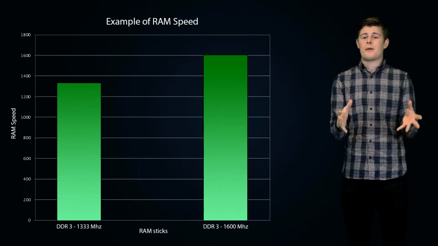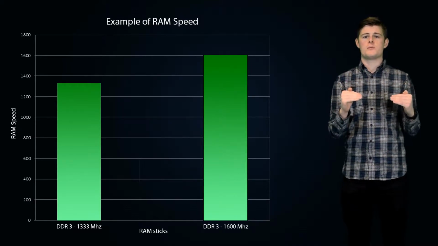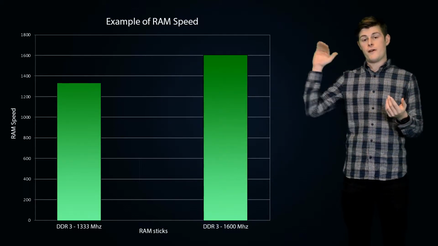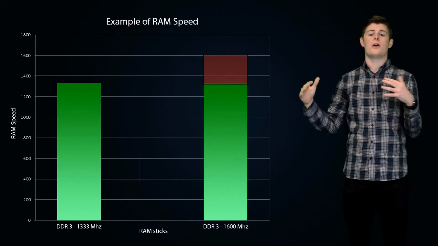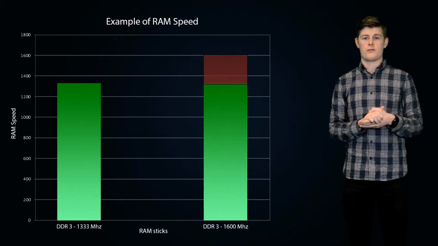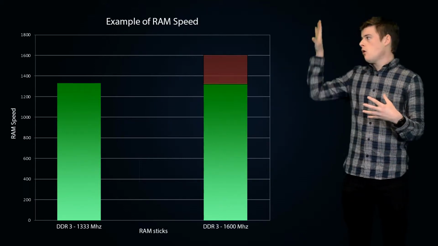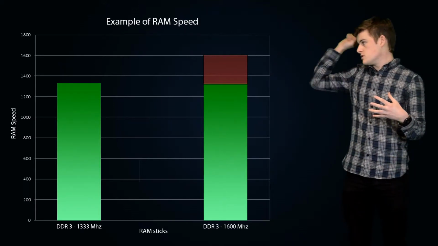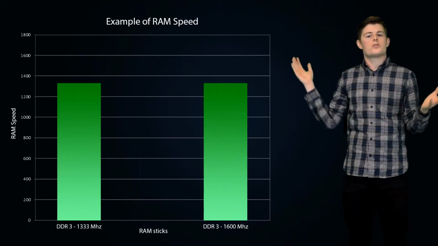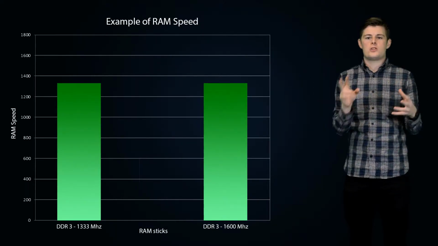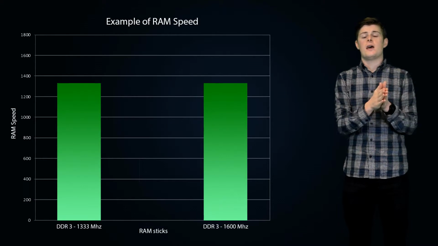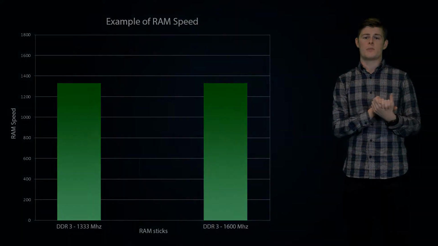But what actually has to happen is both sticks need to run at the same speed. So you'll find that the faster of the two has to slow down in order to be able to work alongside the other stick of RAM. Now, this will still work, but you've got all this wasted potential that is just not being used. So you might as well get two sticks that run at the same speed, and then you've got no wasted RAM speed.